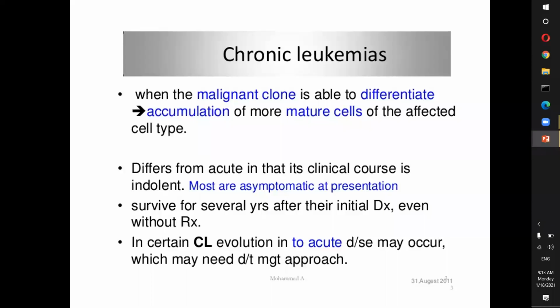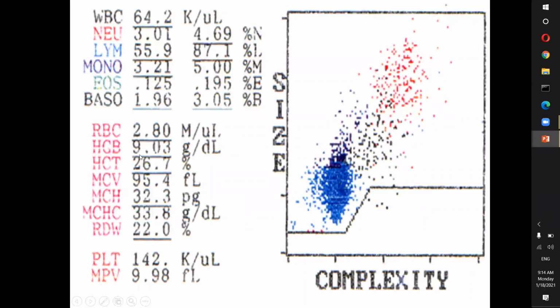It's a different influence. If acute leukemia's problem is time, here the course is indolent. Most are asymptomatic at presentation in chronic leukemia, unlike acute. The survival is usually years after the initial diagnosis. In certain chronic leukemia, evolution may switch from chronic leukemia to acute leukemia, which is called transformation. So let us take an example of this patient. This patient is 64 and has anemia and mild thrombocytopenia, and this was incidentally diagnosed.